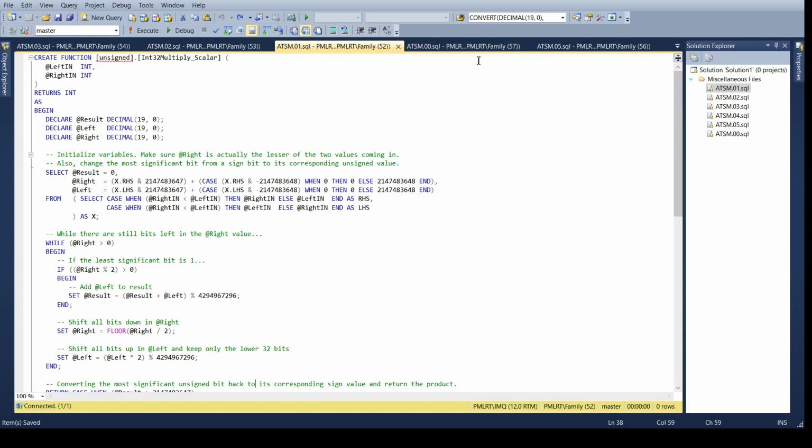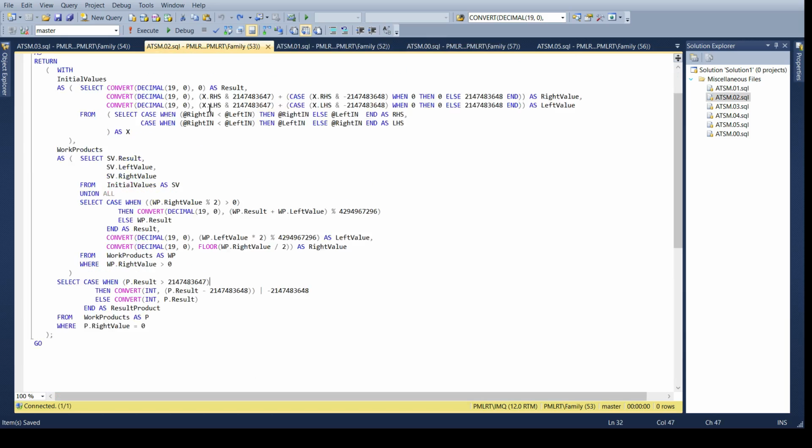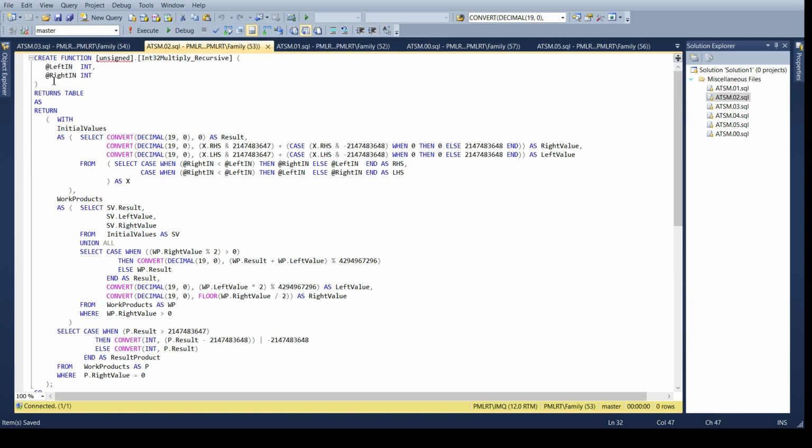So let's take a look at an inline version of this algorithm. And here what I've done is I've created another function, but you can see it's returning a straight SQL result.